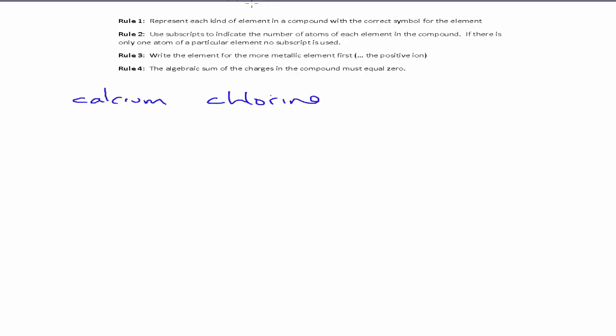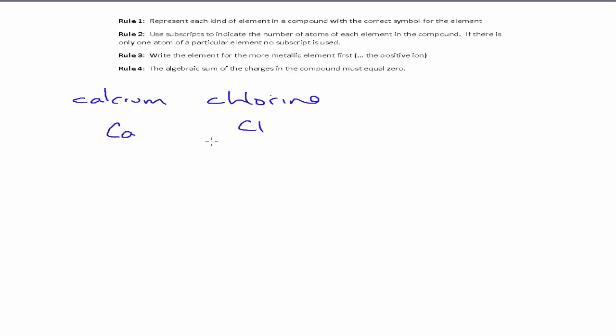So represent each kind of element in the compound with the correct symbol. I know right off the bat, symbol for calcium, Ca. Symbol for chlorine, Cl. Use subscripts to indicate the number of atoms of each element in the compound. If there is only 1 atom of a particular element, no subscript is used. In other words, you're never going to see Ca1 or Cl1. If there is only 1 atom or ion of it in a compound, then you don't actually have to say it.